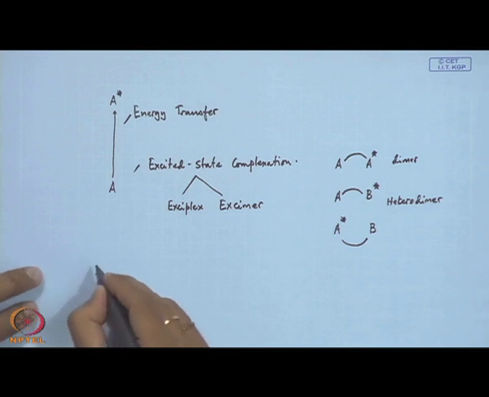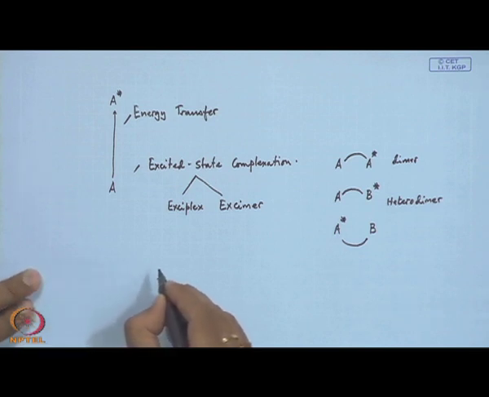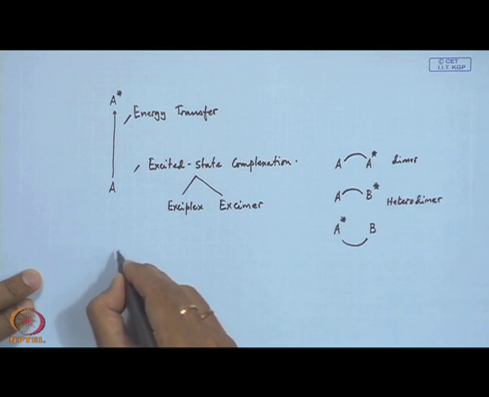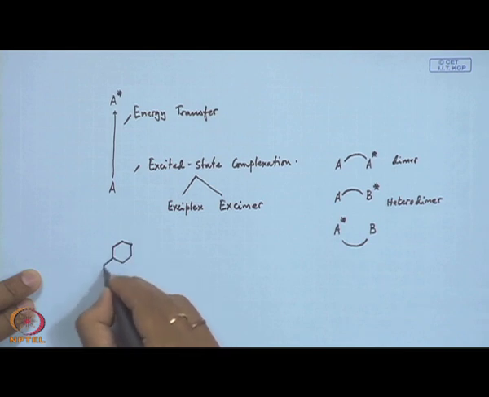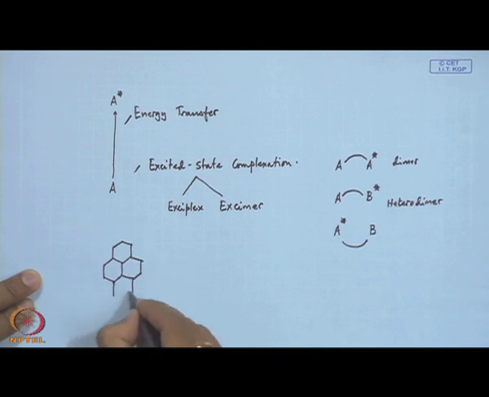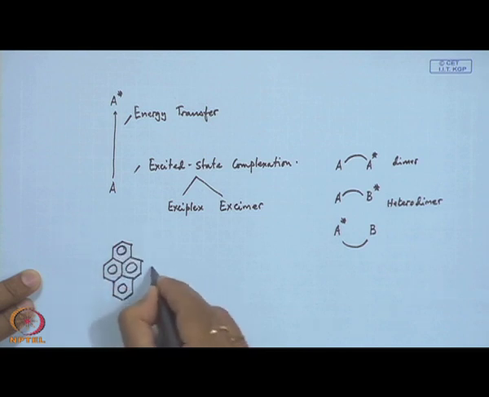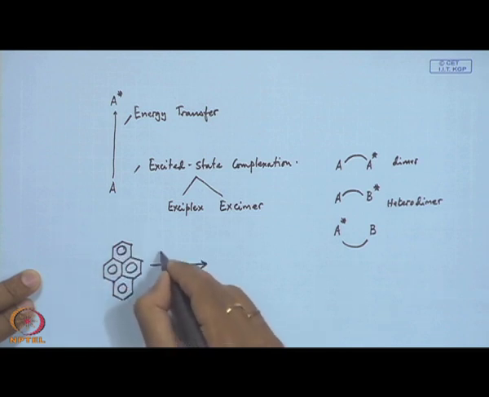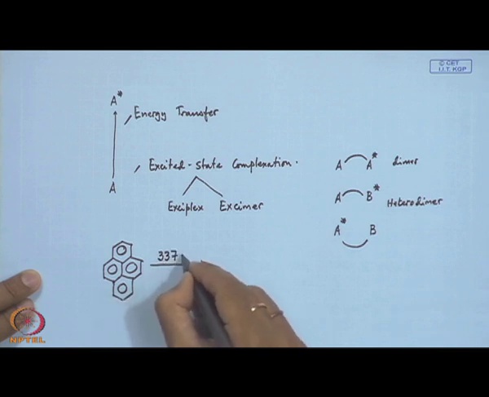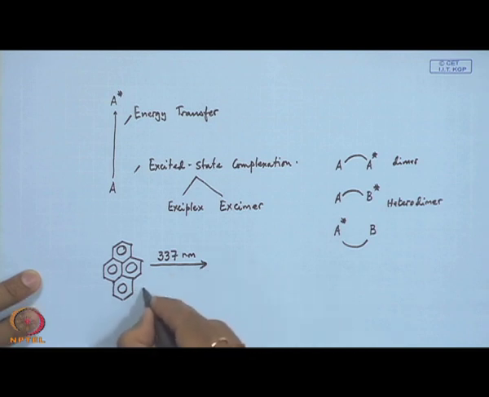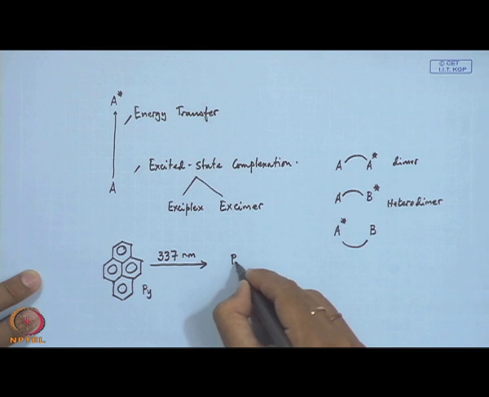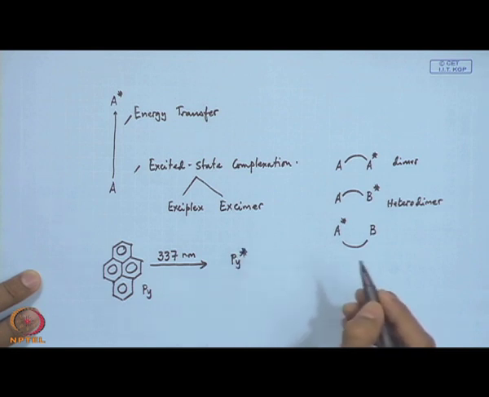Basically what is happening, suppose there is no ground state interaction, means suppose we have got a molecule, say pyrene. So, if you excite this molecule say at 337 nanometer, close to its absorption maximum, then it will say this is written as PY. So, it will become pyrene star in the excited state.